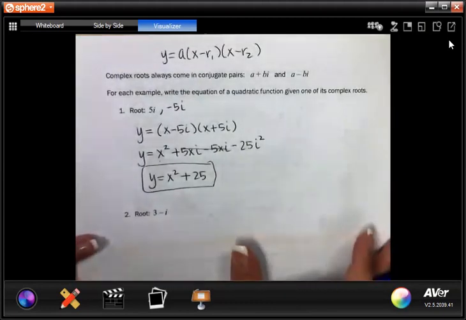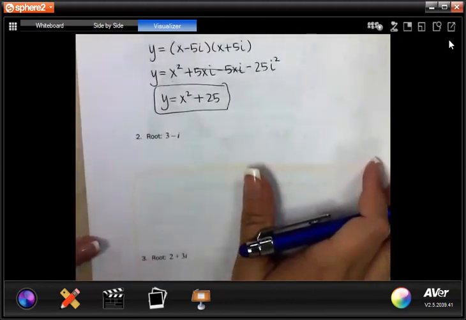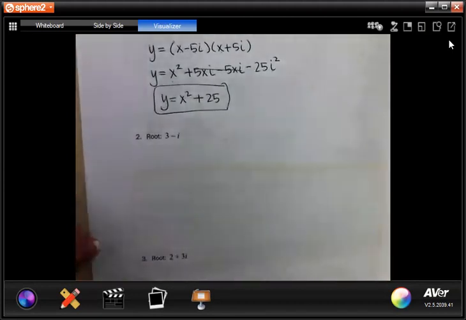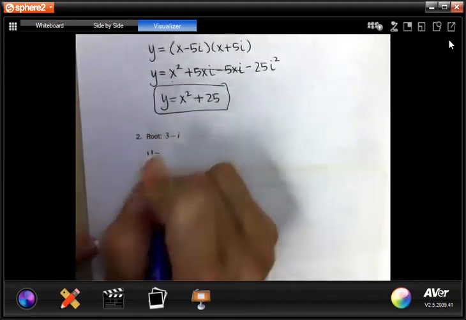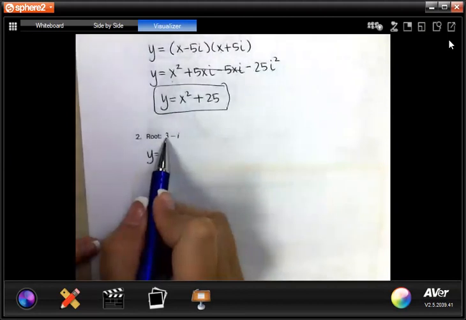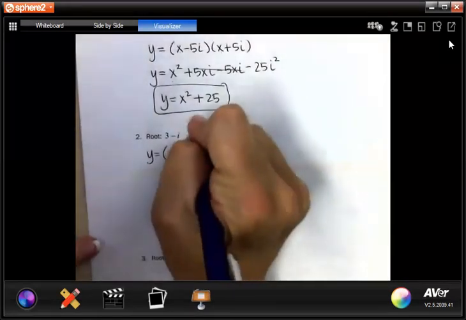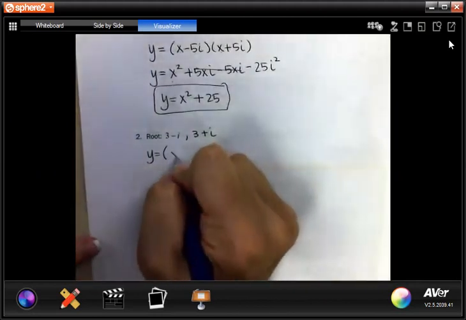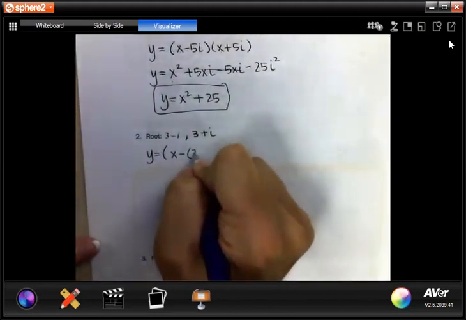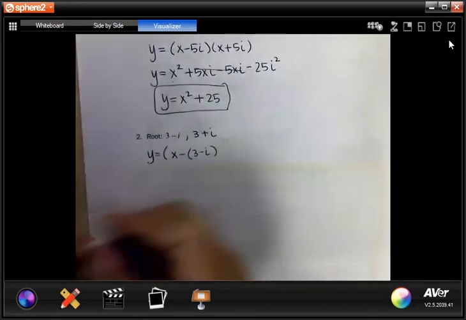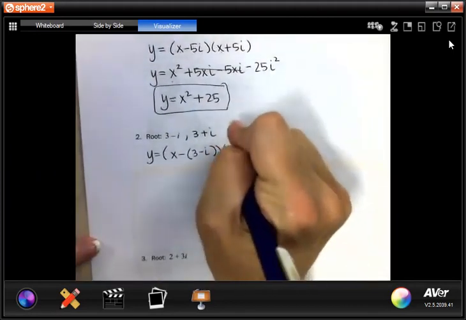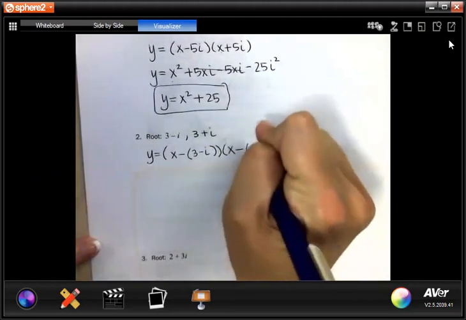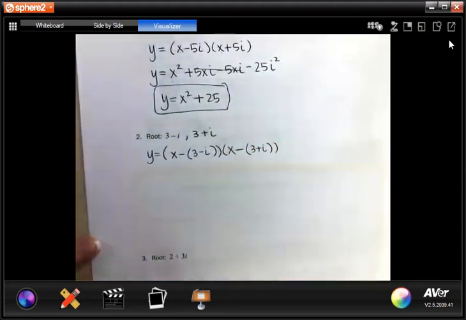Now these will challenge your algebra skills. So I'm going to go ahead and show you another one that's a little bit more challenging. If we have the root 3 minus i, again, you know that then you have the one that is 3 plus i, because it's always that plus or minus there. And so we get x minus my first root, which is 3 minus i. And then x minus my second root, which is 3 plus i.